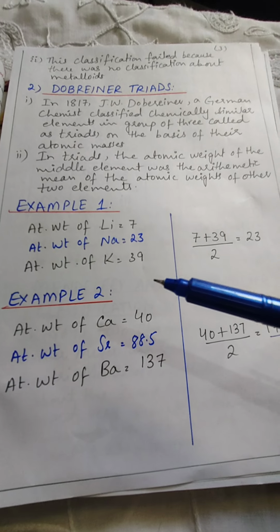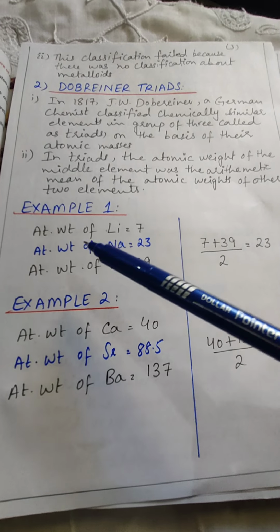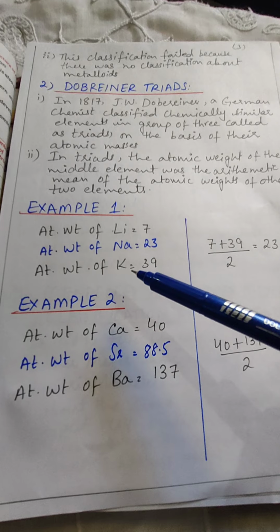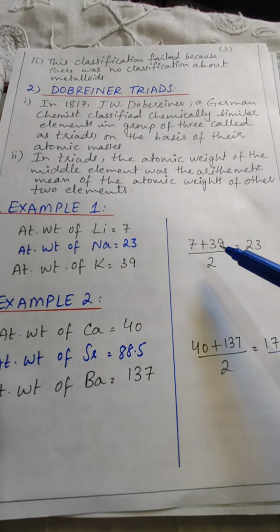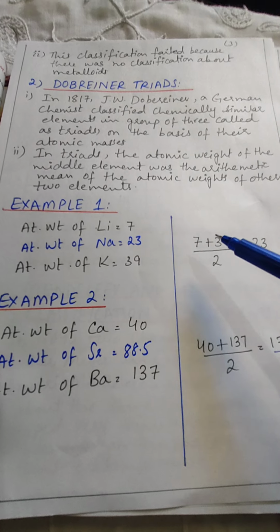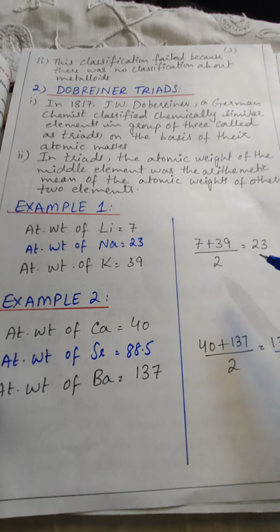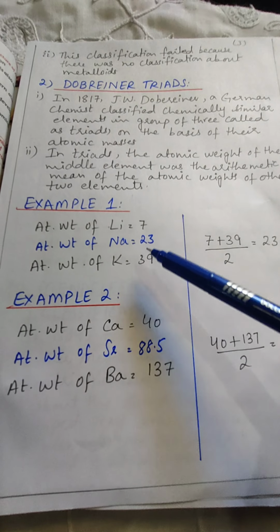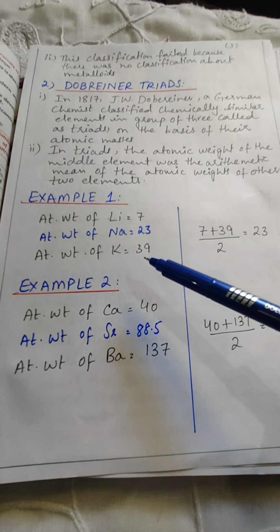How did he make these triads, or groups of 3 elements? He selected 2 elements. For example, he selected lithium and potassium. The atomic mass of lithium is 7, while that of potassium is 39. He summed up the atomic masses of lithium and potassium. By the addition of 39 and 7, we get 46. This 46 should be divided by 2. So here we get the mean, that is 23. This 23 is the atomic mass of sodium. So this third element is placed between these two elements. In this way he made different triads.